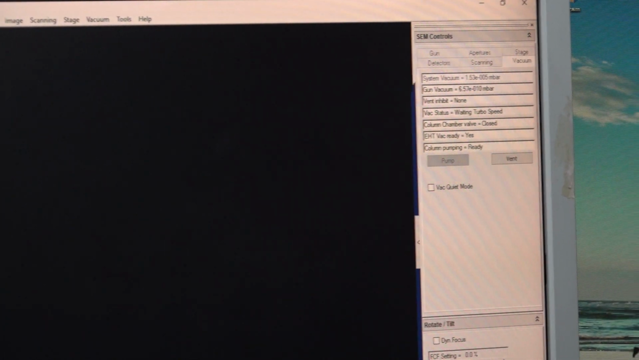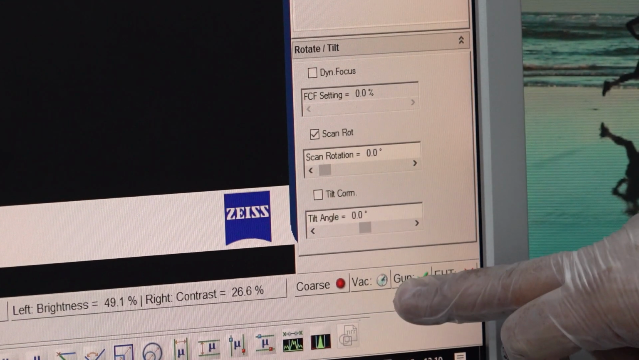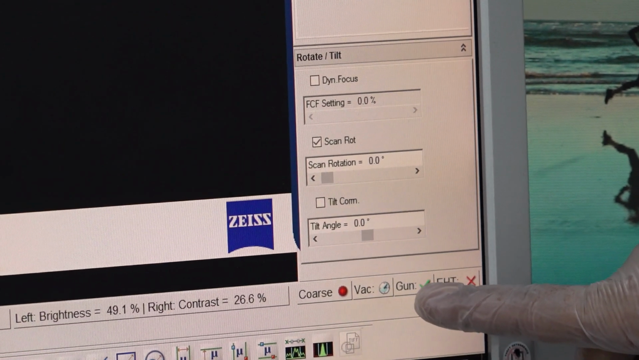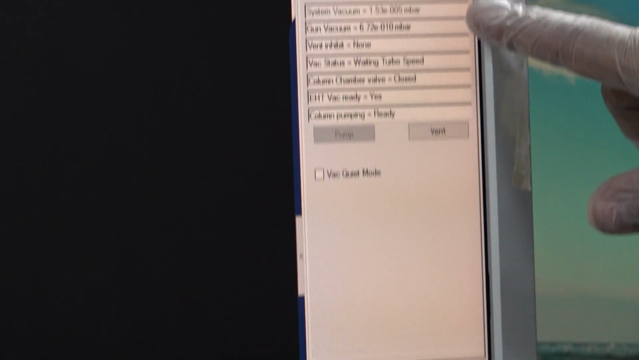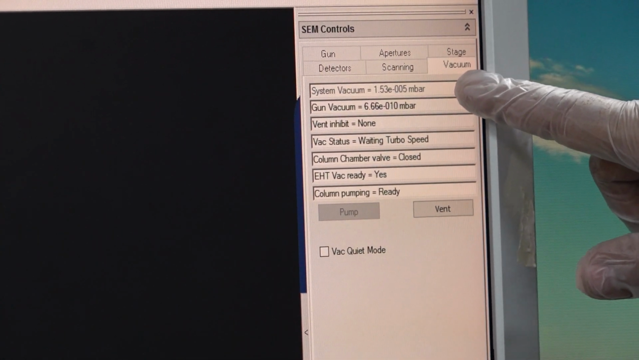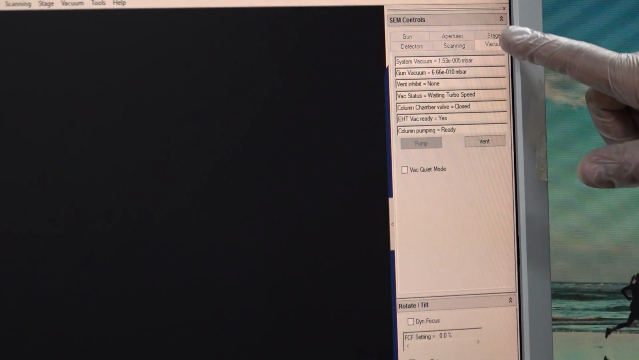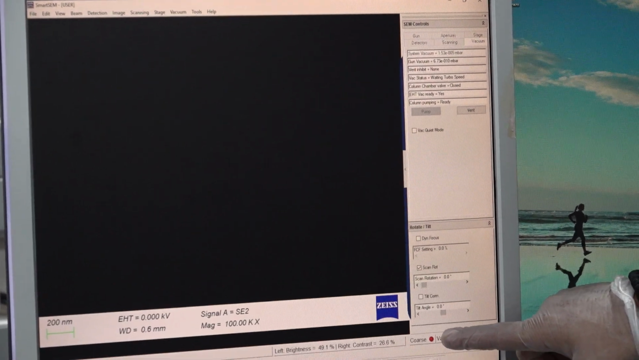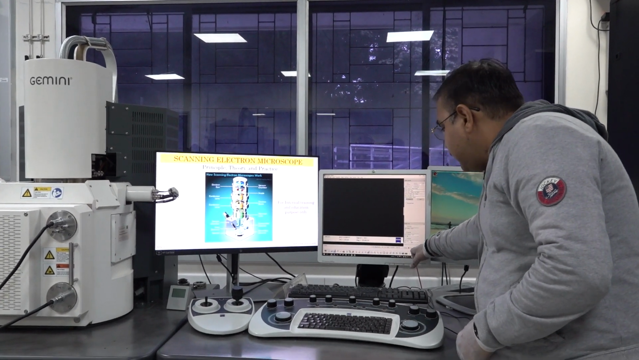So now you can see, the moment I have started the pumping, a clock is displayed here. Once it becomes green, our system vacuum is ready, and you will see that the value of the system vacuum will be somewhere near about 5 × 10^-5 millibar. That is the threshold value. Below that you will see the green tick here. So as discussed earlier, now we are waiting for the vacuum to be attained.